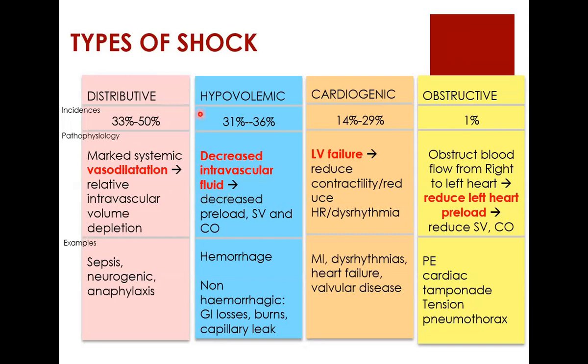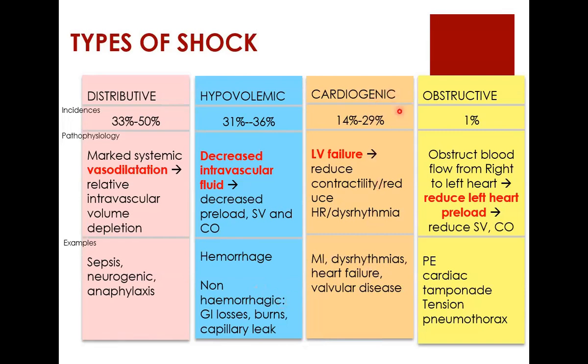Second is hypovolemic shock, which is quite commonly seen in the ED setting also. This is because there's a reduction in intravascular fluid, which subsequently leads to decreased stroke volume and cardiac output. Hypovolemic shock can be further divided into two: hemorrhagic shock, which happens commonly in trauma or GI bleed, or non-hemorrhagic shock, where fluid can be lost from the skin, for example in the case of burns, or profuse vomiting or diarrhea, which happens in GI losses or third space loss.